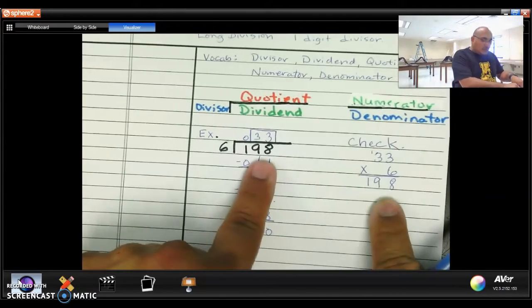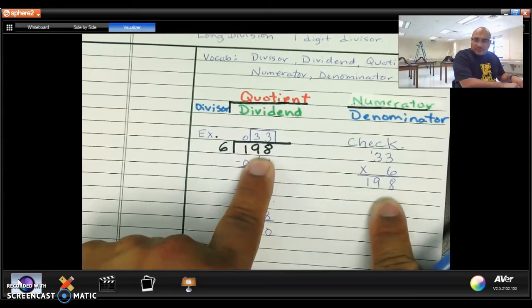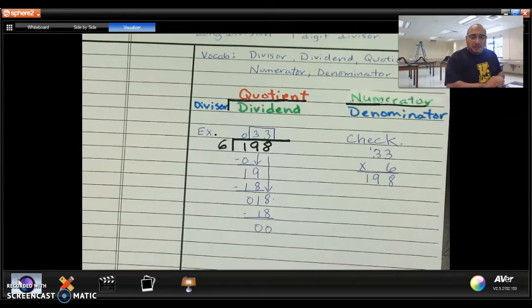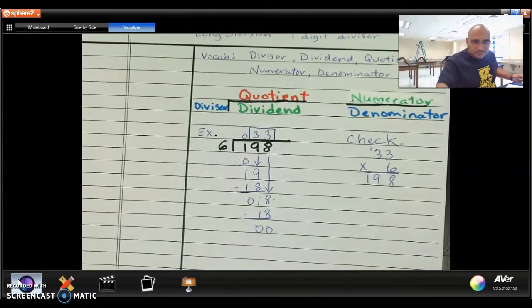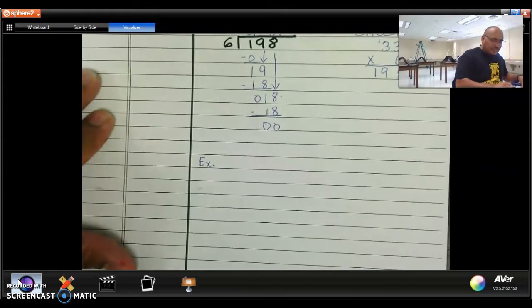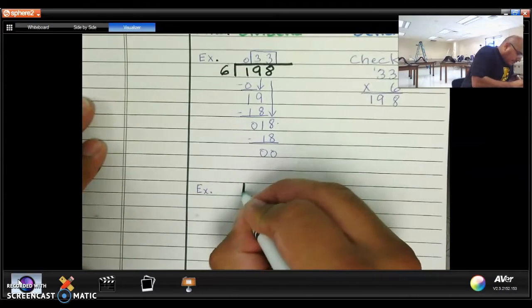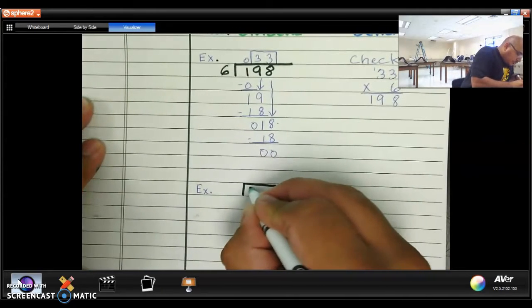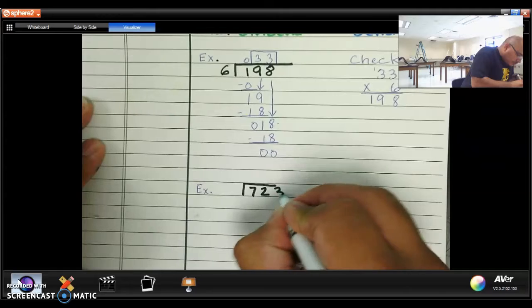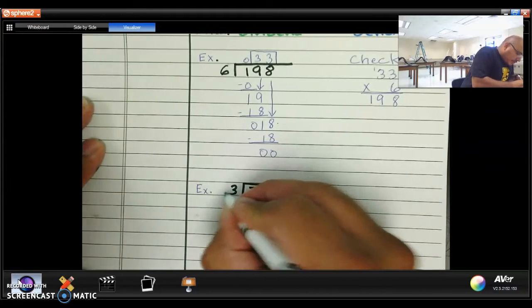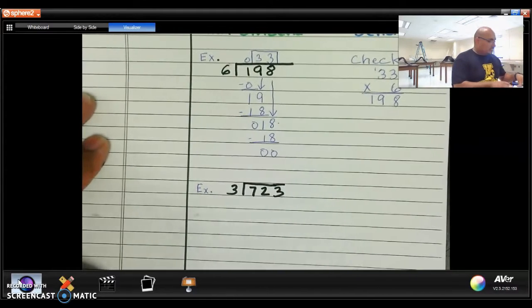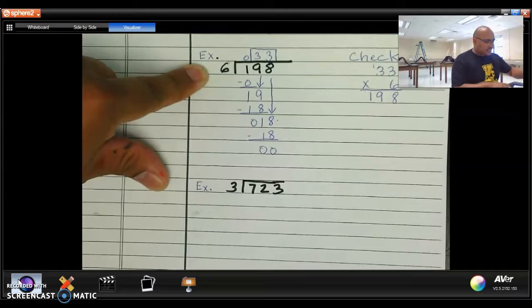So did we arrive at the same answer? Yes, we did. Okay. We're going to do another example. For the next example, we're going to take 723 and we're going to divide it by 3. Again, the same concept as the previous example.